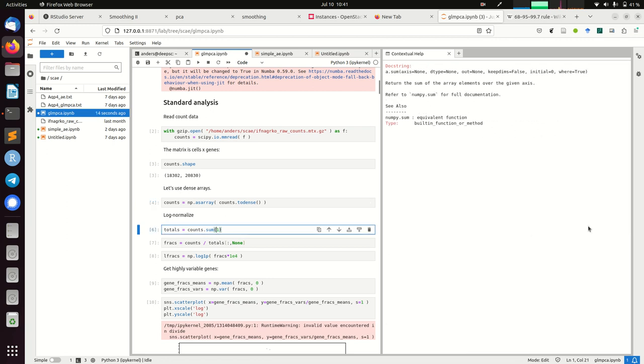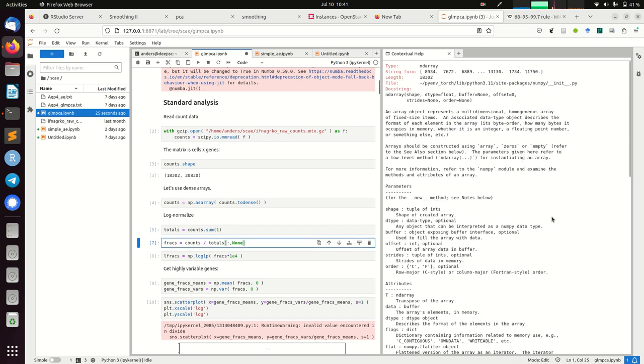I calculate my totals. This is how you calculate row sums in NumPy: by saying make a sum over axis 1. Remember, we are in Python now. In Python, everything is zero-based. So the rows are called axis 0. The columns are called axis 1. We divide the counts by these totals to get the fractions, as we've also done before.